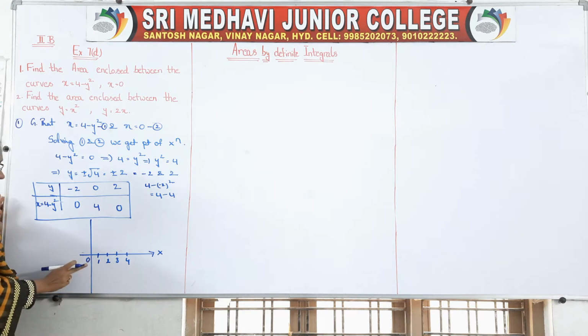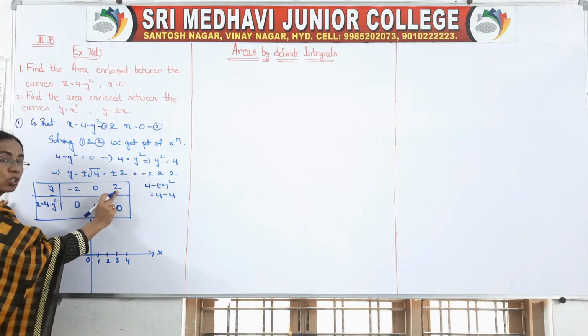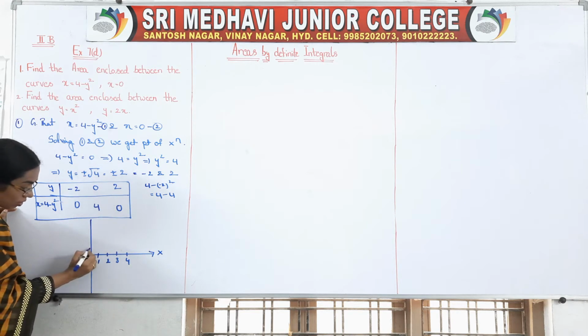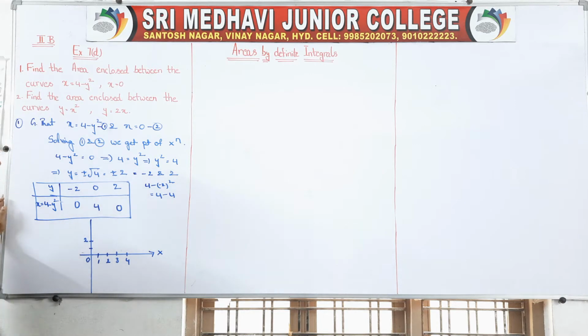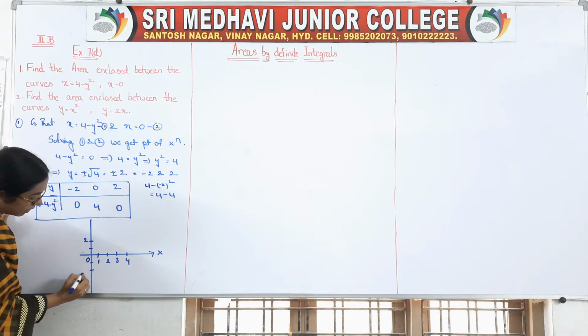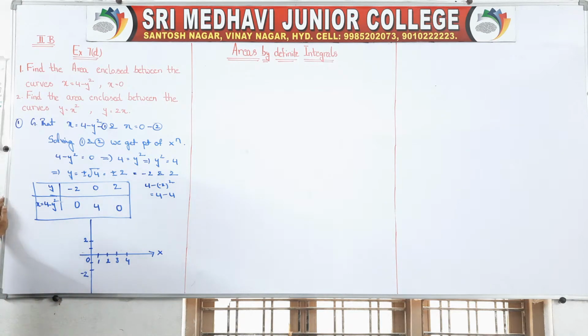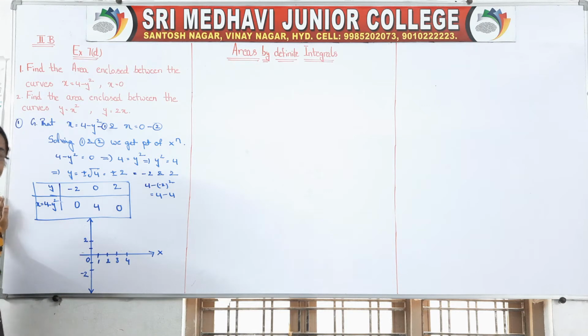Next on the y-axis we are having minus 2 and 2, upwards 2, right? So this is your 2. Downwards minus 2. So this is minus 1, this is minus 2. Okay, so this is your graph or diagram.